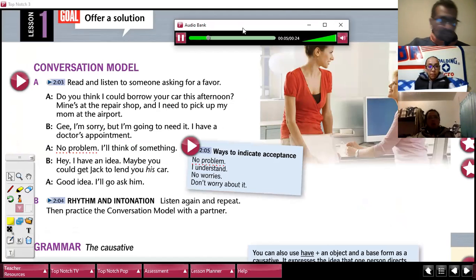Read and listen to someone asking for a favor. Do you think I could borrow your car this afternoon? Mine's at the repair shop and I need to pick up my mom at the airport. Gee, I'm sorry, but I'm going to need it. I have a doctor's appointment. No problem. I'll think of something. Hey, I have an idea. Maybe you could get Jack to lend you his car. Good idea. I'll go ask him.